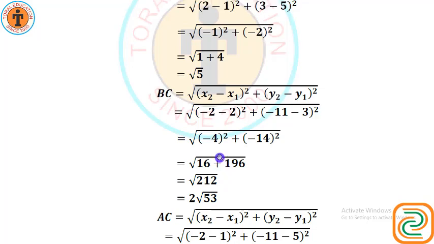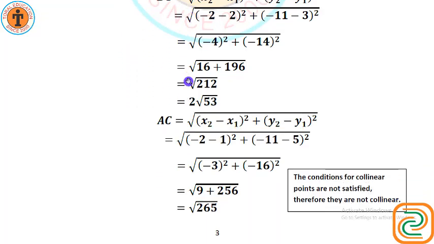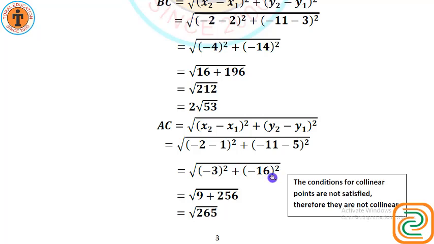Again we have taken AC, that means A and C, minus 2 minus 1 whole square, minus 11 minus 5 whole square. Okay, look at this, minus 3 whole square, minus 16 whole square, 9 plus 256, that is root 265. Here AB plus BC is not equal to AC, BC plus AC is not equal to AB, and AB plus AC is not equal to BC. So the conditions for collinear points are not satisfied, therefore they are not collinear.